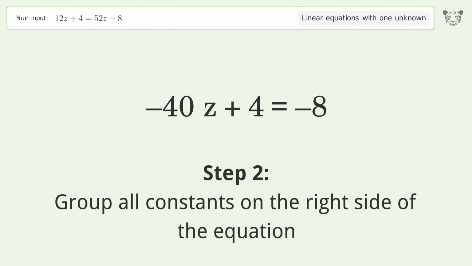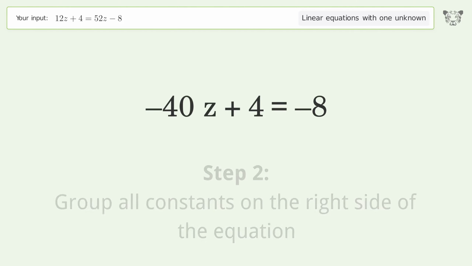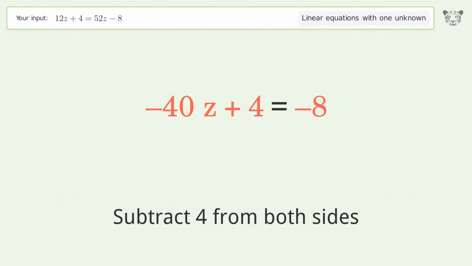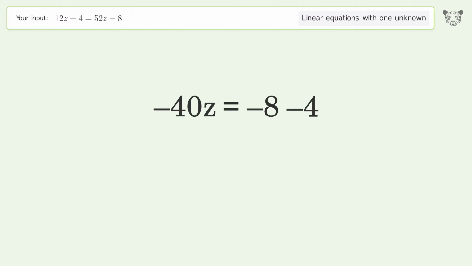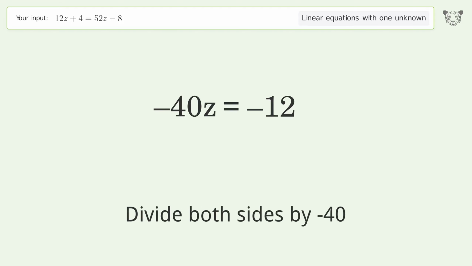Group all constants on the right side of the equation. Subtract 4 from both sides. Simplify the arithmetic. Isolate the z. Divide both sides by -40.